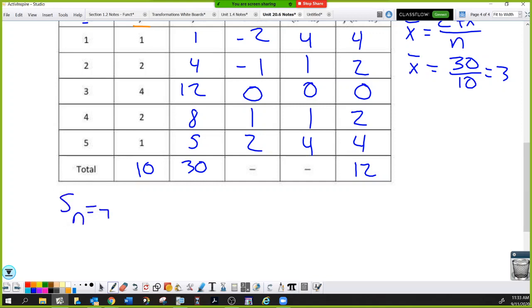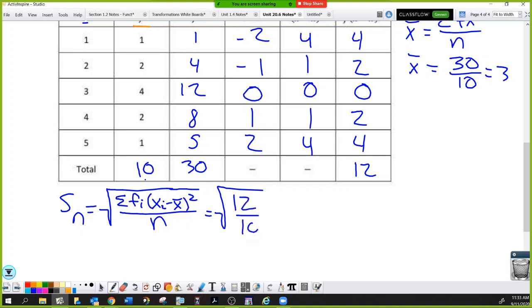Standard deviation is the square root of, did I write the formula? I did. Sigma fi times xi minus x bar squared, which that number is 12. We just found it, it's 12. Divided by n, which we know is 10. So we have the square root of 12 divided by 10. So you'd grab your handy dandy calculator and you'd say square root of 12 divided by 10, and you would get around 1.1.